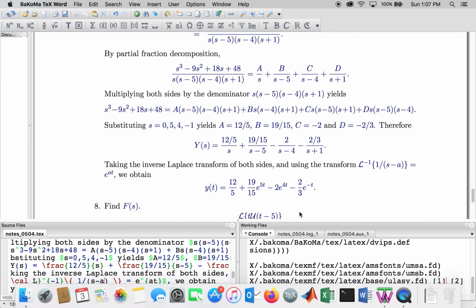So when you have these linear factors, that will lead to exponentials. If they're irreducible quadratic factors, as we'll see later further down, that's what leads to sines and cosines.